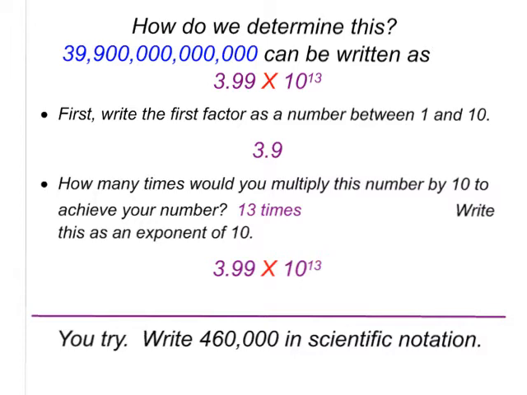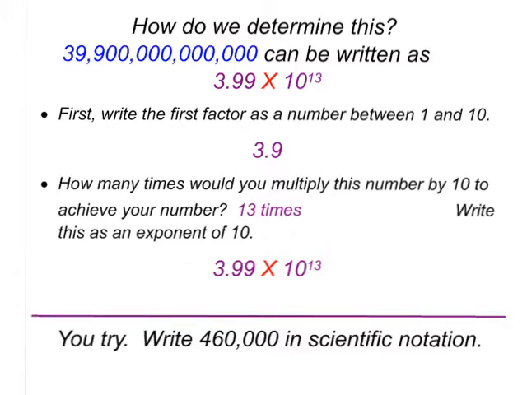How many times would you multiply this number by 10 to achieve your number? We would multiply it by 10 13 times. And then we can write that as our exponent of 10. So we can say 3.99 times 10 to the 13th. That means we're going to multiply by 10 13 times. If we do that, we get this number.